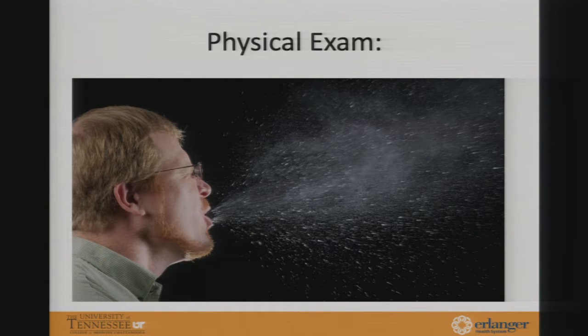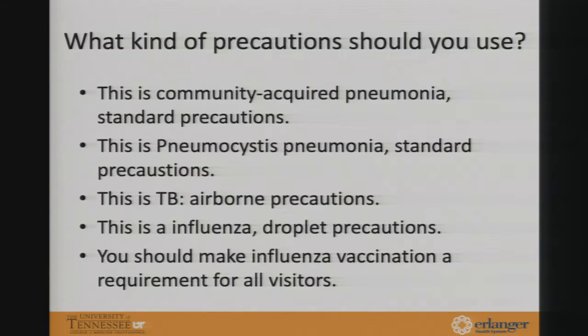This is your physical exam. What kind of precautions should you use? Number one, this is community-acquired pneumonia, standard precautions. B, this is pneumocystis, standard precautions. I hope not. C is TB. D, this is influenza, droplet precautions. E, you should make influenza vaccination a requirement for all visitors.